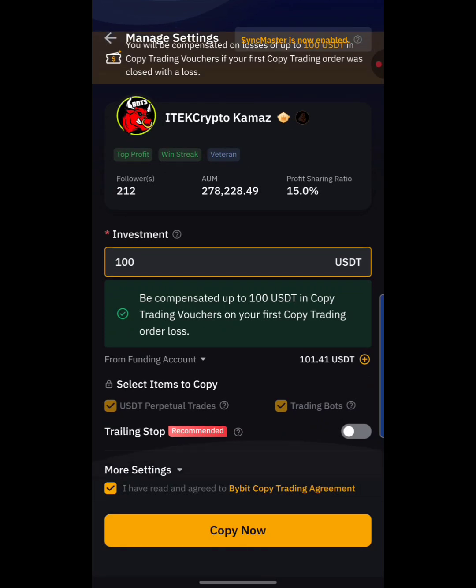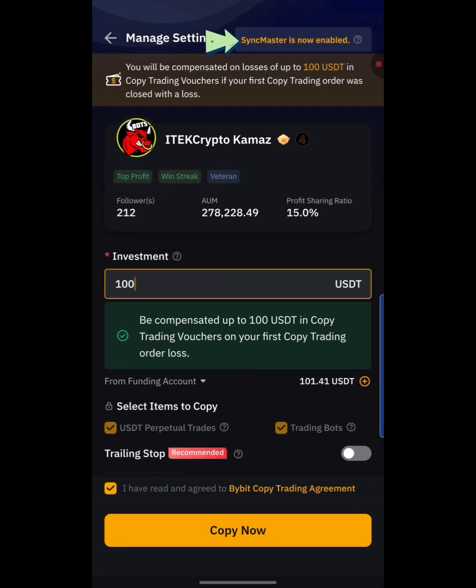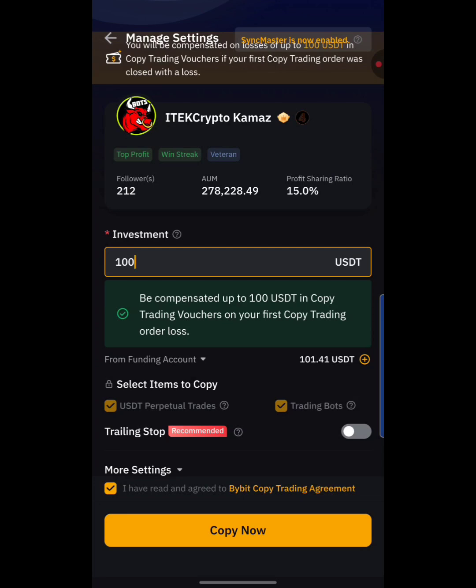All right, so as you can see up here, it says Sync Master is now enabled. So this actually means that you won't be able to do any other settings right here apart from the settings that this very trader has set for you already. Okay, but guys, good to know that you actually have the ability to set your trailing stop right here, which is the most important. And as you can see over here, it is recommended.